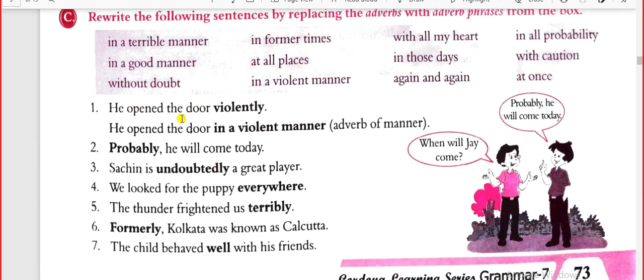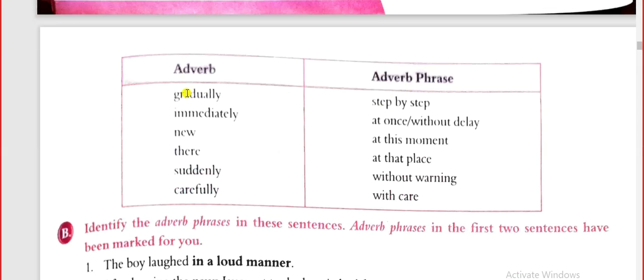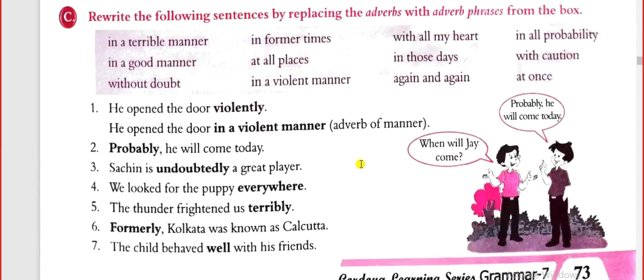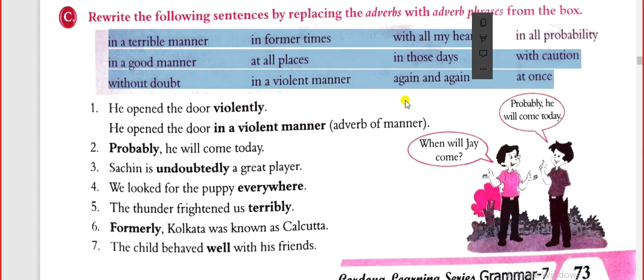Rewrite the following sentences by replacing the adverbs with adverb phrases. So, अभी हमने एक टेबल देखा. These are the adverbs. इनका adverb phrase ये है ना? Yes or no? In the same manner, you need to replace the adverbs with the adverb phrase. ओके, सो यहाँ पे सेंटेंसेस में क्या है, एडवर्ब्स रिप्लेस करने हैं. इसका मतलब ही है कि सेंटेंस में एडवर्ब होगा. एंड द फ्रेजेस आर गिवन. ऑल दीज आर एडवर्ब फ्रेजेस. ठीक है, क्लियर?